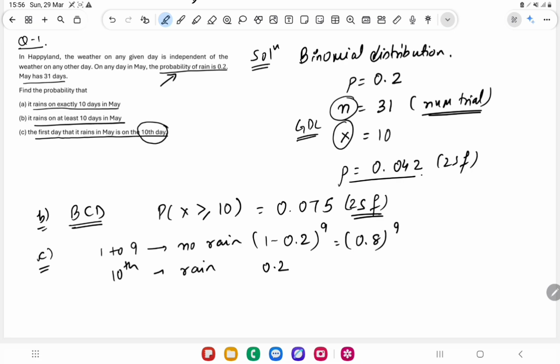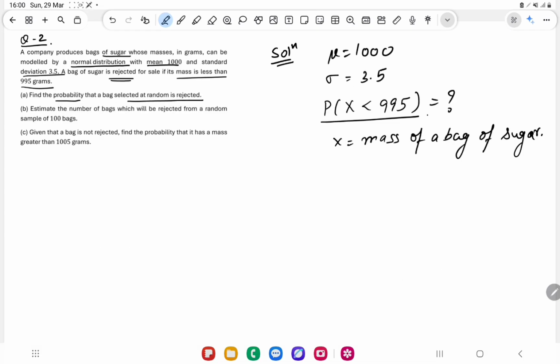So now we have to find out the total probability. The total probability will be 0.8 to the power 9 into 0.2, which upon solving in your GDC, you will get your answer as 0.268. So this will be the probability for raining on a particular 10th day. Now let's see another example for normal distribution.